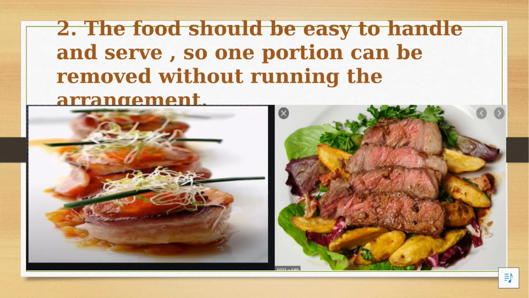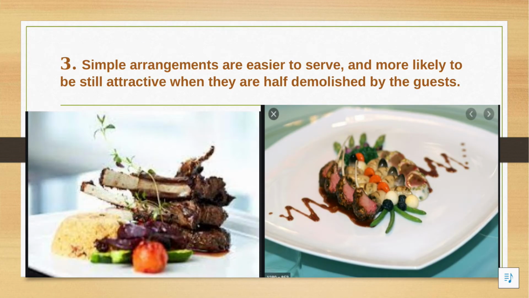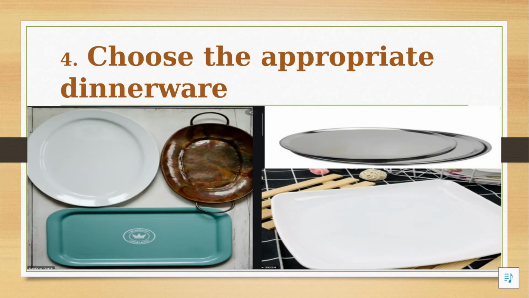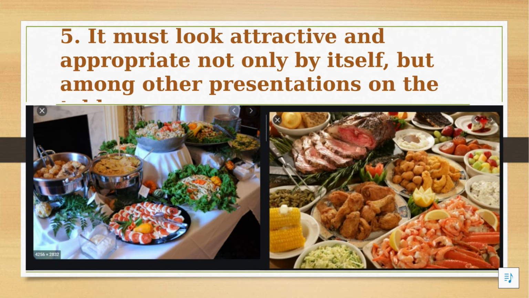Next, number 3. Simple arrangements are easier to serve and more likely to be still attractive when they are half demolished by the guests. Number 4. Choose the appropriate dinnerware. Attractive platters are made of metal, mirrors, china, plastic, or woods, presentable and suitable for use for food. Number 5. It must look attractive and appropriate not only by itself but among other presentations on the table.